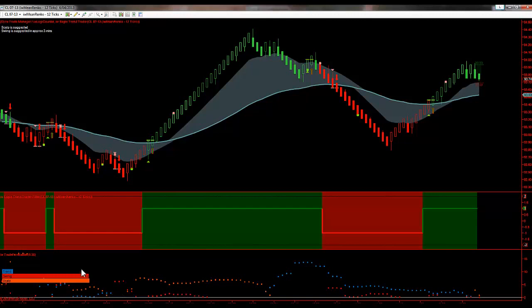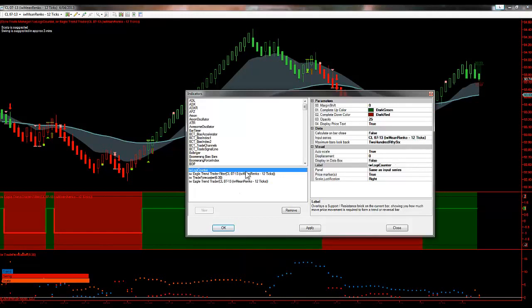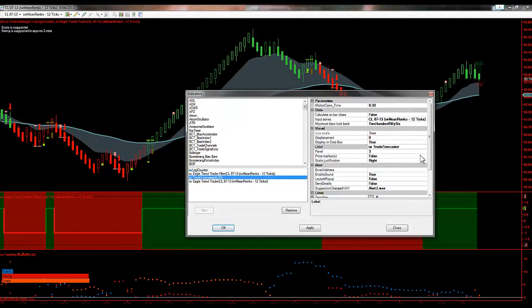but most of us are only interested in the histogram here, identifying which market condition is the dominant and which one is building. In which case, what you'll want to do is place Trade Forecaster on the same panel as your pricing.